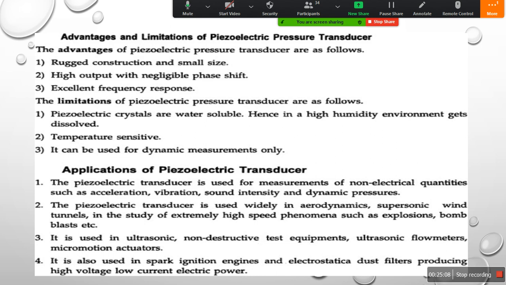Now coming to the applications of the piezoelectric transducer. This is used for the measurement of non-electrical quantities such as acceleration, vibration, sound intensity, and dynamic pressures. The piezoelectric transducer is widely used in aerodynamics, supersonic wind tunnels, and in the study of extremely high speed phenomena such as explosions, bomb blasts, etc.